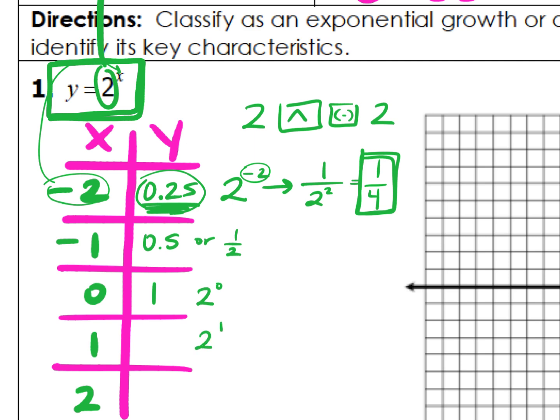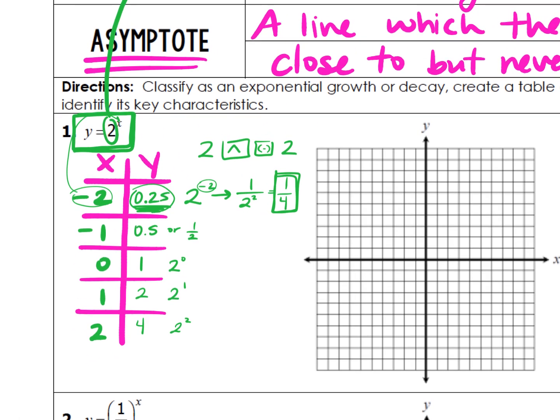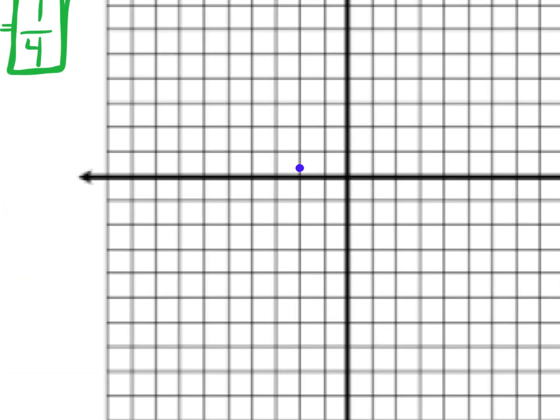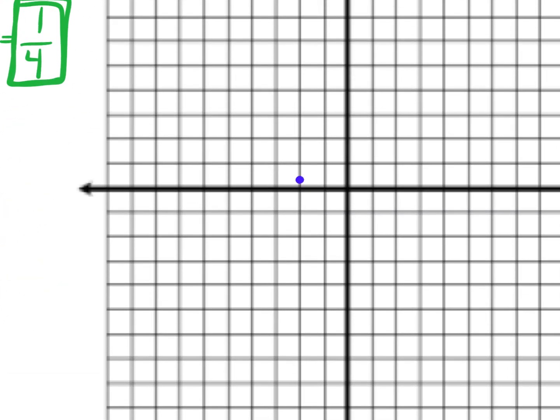Plug in 2 to the first power, you get 2, and plug in 2 to the second power, you get 4. Okay, so now you're going to take those points and graph them. So -2 would be over to the left 2, but then your y value is 0.25 or 1/4 of the way up to 1. So you're not even going to 1, you're going a quarter of the way. So like right there. Okay, just a quarter of the way up.